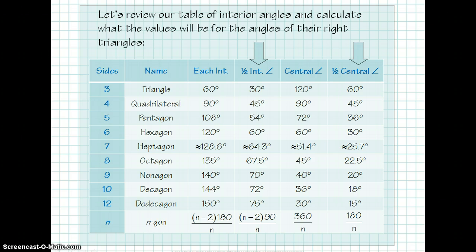So you don't have to put this in your notes, but just a review of where we're going here. If you remember back when we had our table of interior angles and all that other good stuff, you'll notice for a triangle, each interior angle of a regular one is 60 degrees, so 1/2 that would be 30. The central angle, which would be 360 divided by 3, is 120. We'll take 1/2 that, we get 60, and etc. all the way down.